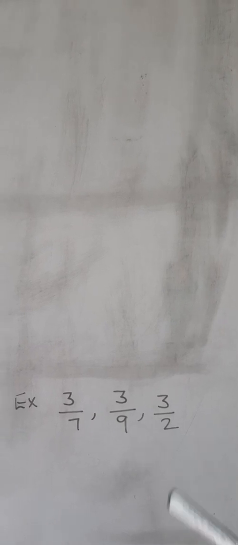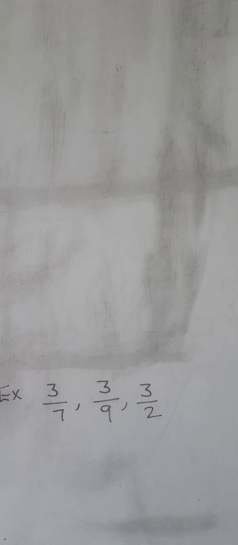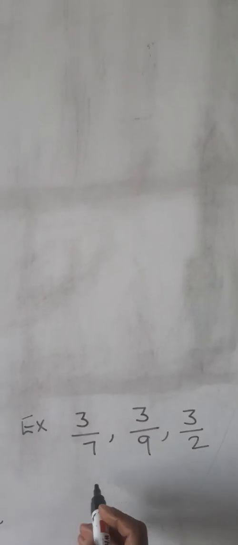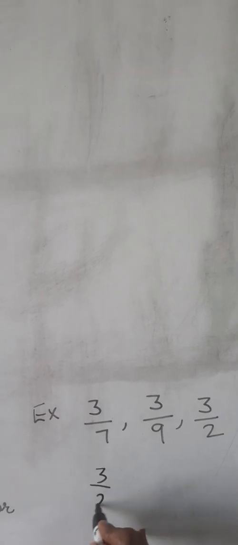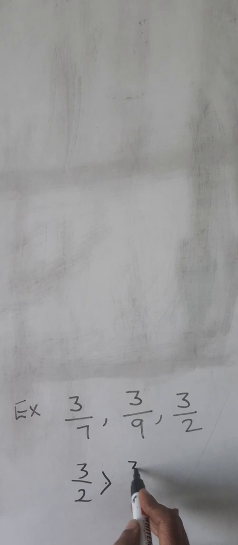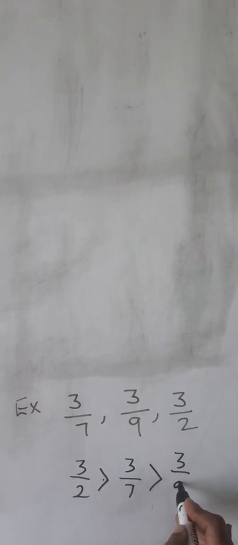And if you want to arrange them in descending order from greater to smaller, then the order will be 3 upon 2 is greater than 3 upon 7 and it is greater than 3 upon 9.